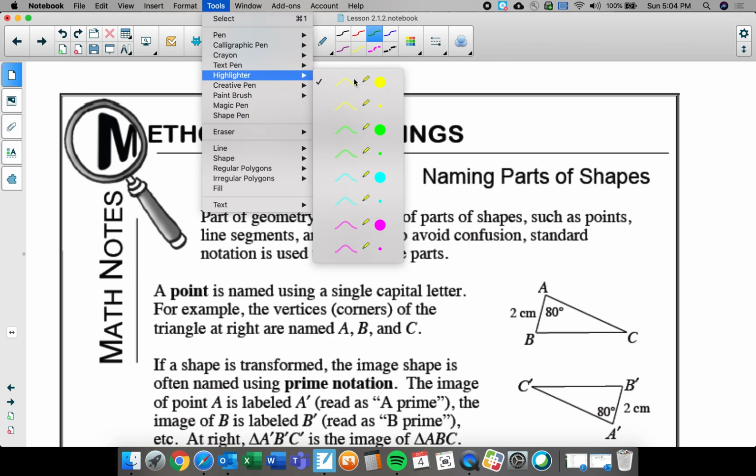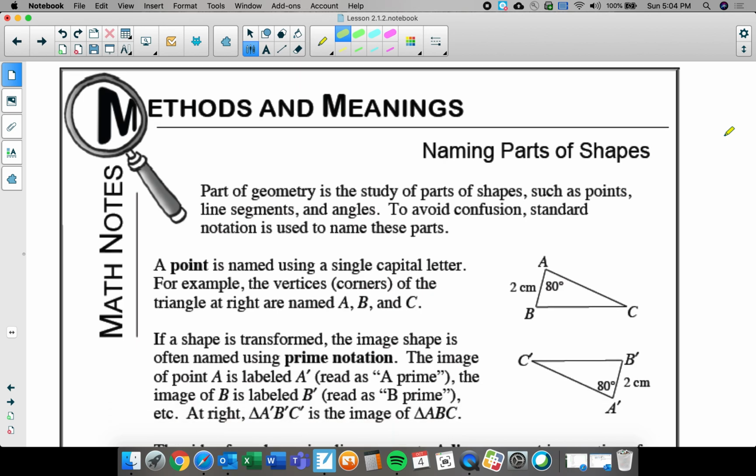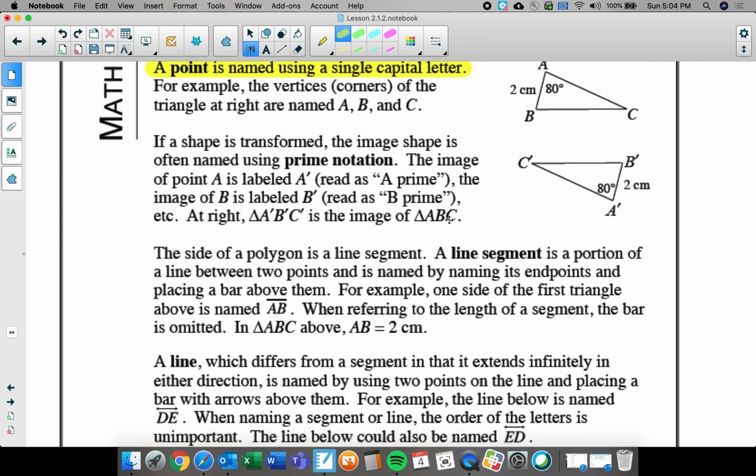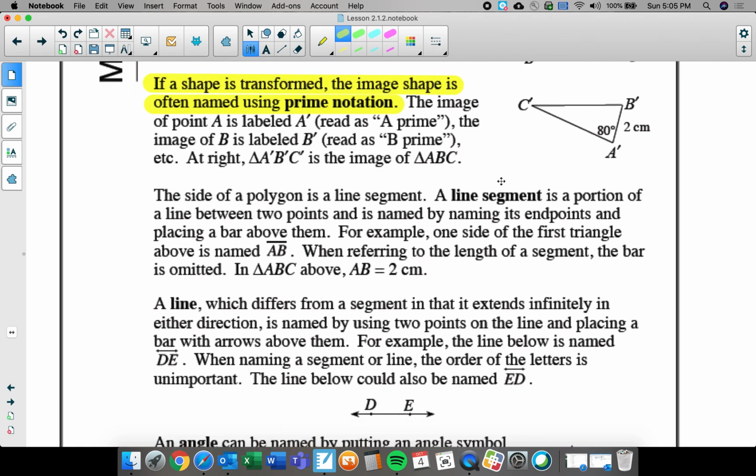This math notes box just talks a lot about naming different shapes. Okay? Because if you notice, the top part of geometry is the study of parts of shapes: points, line segments, angles, things like that. So there is some standard notation here. A point is always named using a capital letter. Okay, so any of those corner points are named A, B, C, that kind of stuff. We had said in the last chapter that if a shape is transformed, then the image uses prime notation. That's where you start to get A prime, B prime, C prime. Okay, we talked about that in the last chapter.